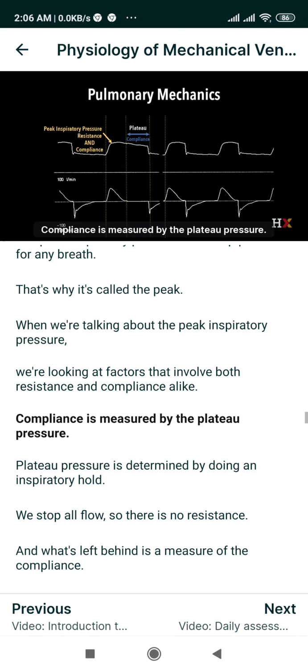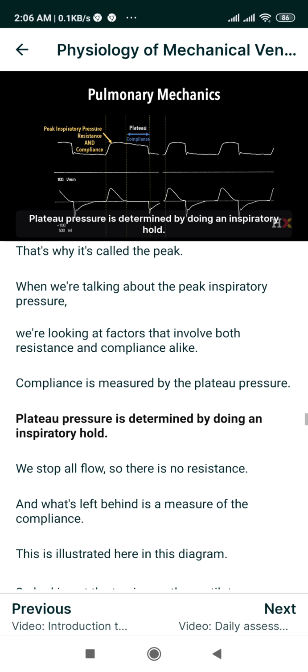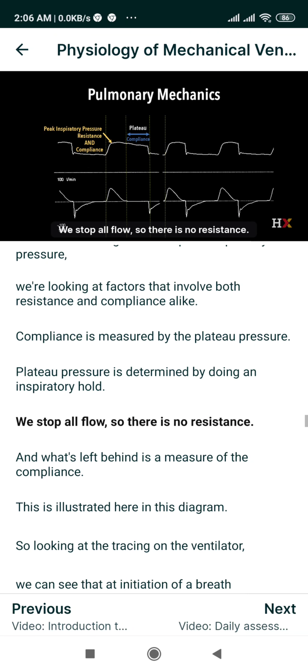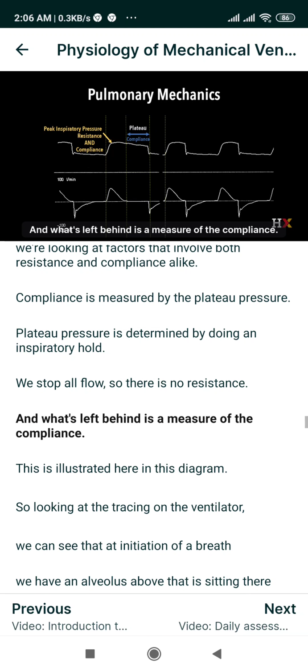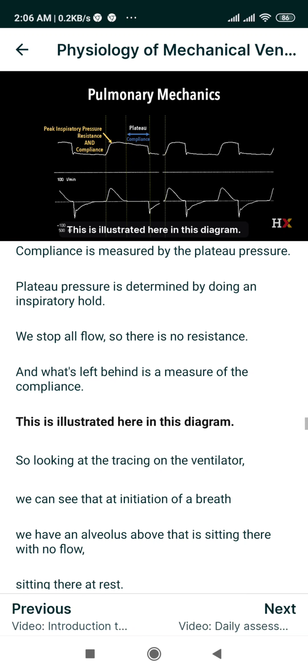Compliance is measured by the plateau pressure. Plateau pressure is determined by doing an inspiratory hold. We stop all flow, so there's no resistance, and what's left behind is a measure of the compliance. This is illustrated here in this diagram.